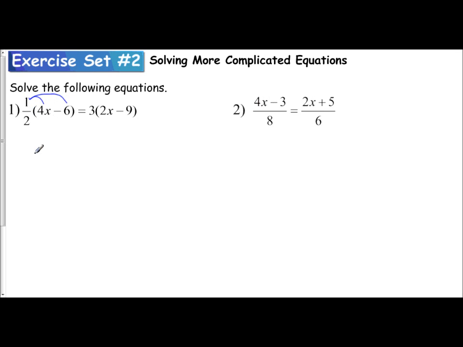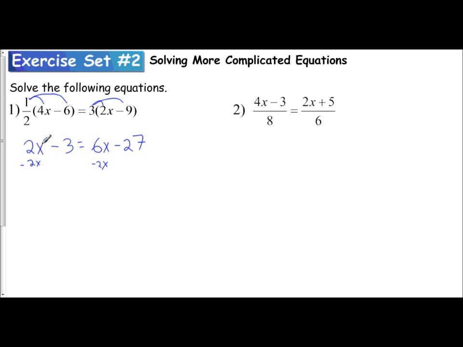So half of 4x is 2x. Half of 6 is -3. And then you have 3 times 2x and 3 times -9. So that gives me 6x minus 27. And so what I'm going to do is get the variables on one side of the equation. And so I'm going to move the 2x by subtracting 2x from the left side. And so I'm going to do it to the right side to keep the equation balanced.